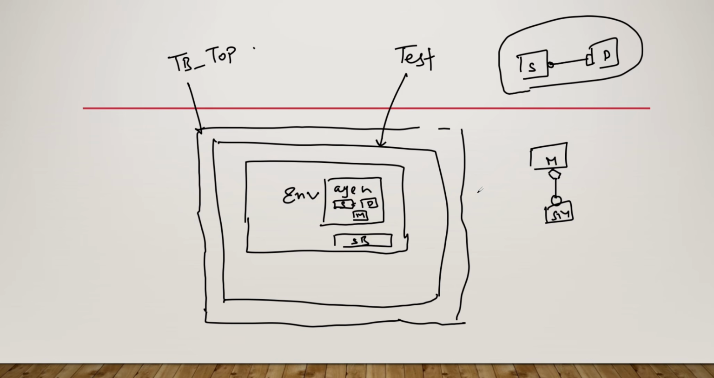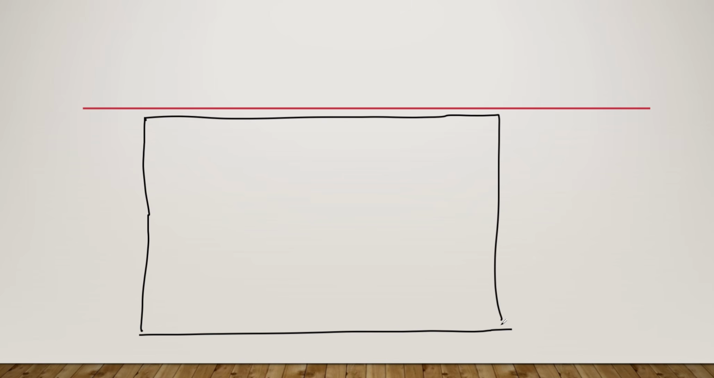I hope you'll get it. Let me explain once again. I know some of you are like me, slow learners. I'm also a slow learner. So let's suppose this is your TB top. Okay, because I didn't enjoy the previous one myself. So this is your TB top.